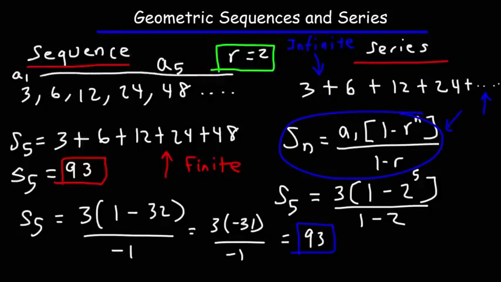This is an infinite geometric sequence. It's a sequence that goes on forever and it's geometric. So make sure you can identify if a sequence is arithmetic or geometric, is it finite or infinite, is it a sequence or a series?